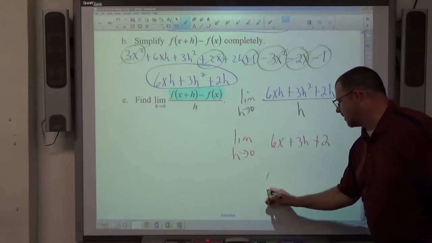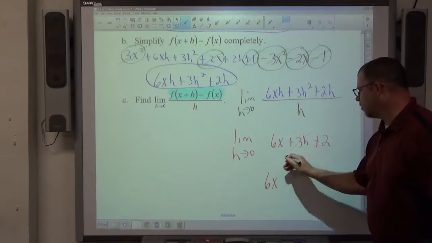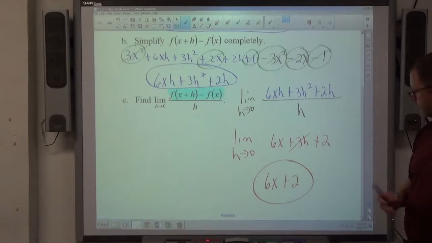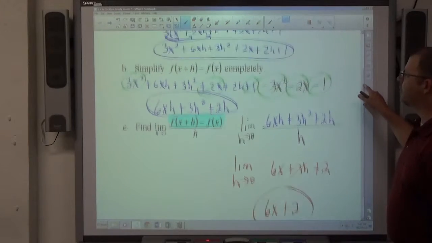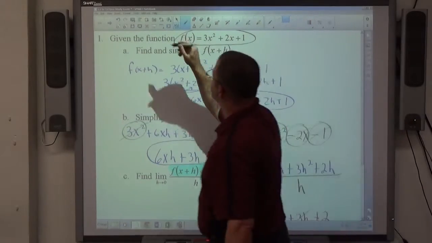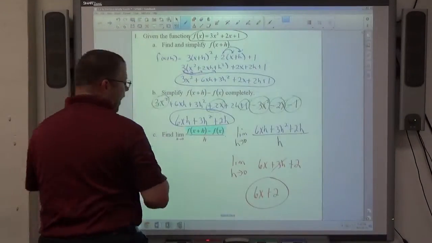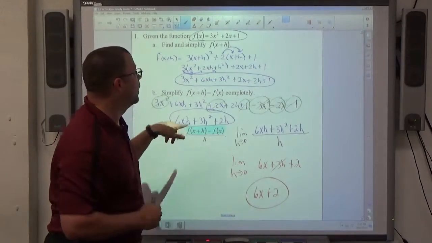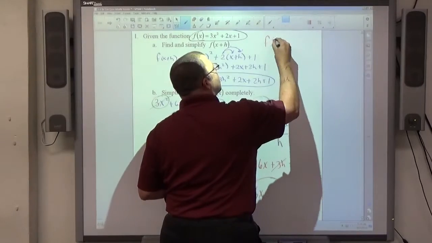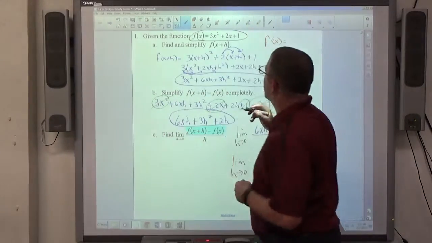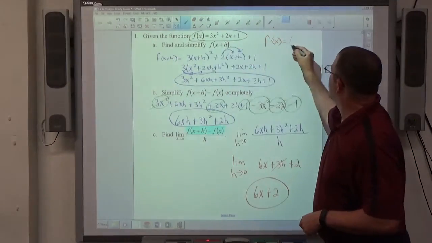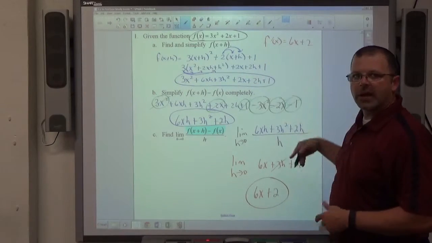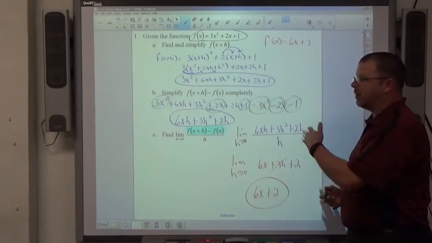There's no h there, so I get a 6x. 3 times 0 is 0. That goes away. Plus 2. That's my derivative. Okay? Using techniques from chapter 3.3, the answer to this should be the derivative of that, because that's the definition of derivative that we just did. All right? Using technique from chapter 3.3, f prime of x would equal 3 times 2, which is 6, x to the first, plus 2. You can see that the derivative is correct. If you get the correct derivative, that means you did everything else right.